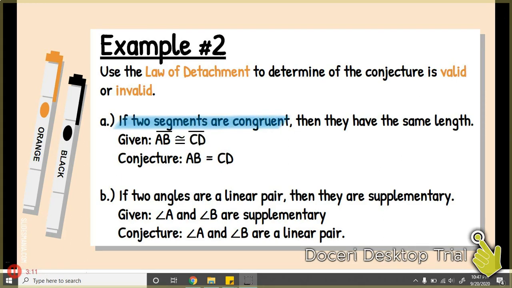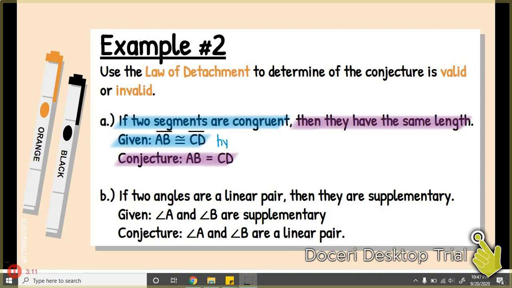So for the law of detachment to work, the given statement has to deal with the hypothesis. So in this case, our given statement says segment A is congruent to segment B. So they did give us a statement about the hypothesis. Since they gave us a statement about the hypothesis, then we can conclude that this conclusion would be true. Then they have the same length. Well, the conjecture says that AB equals CD. That means that they are the same length. So this one is valid based on the law of detachment because I was given the hypothesis.